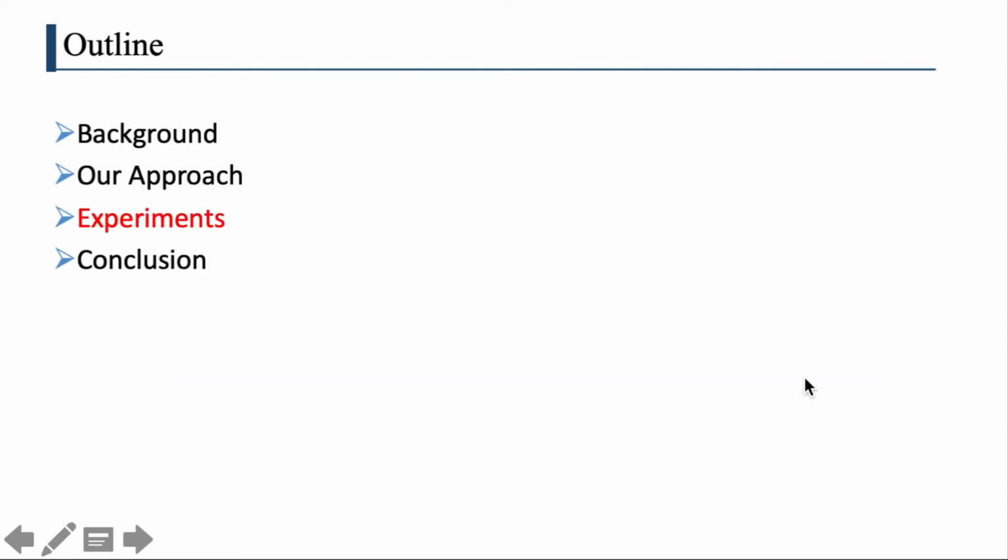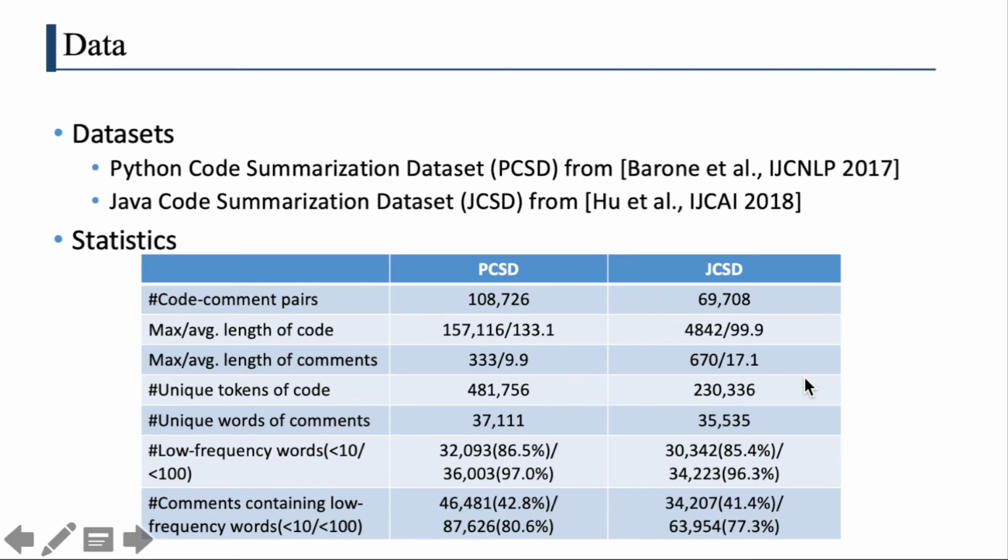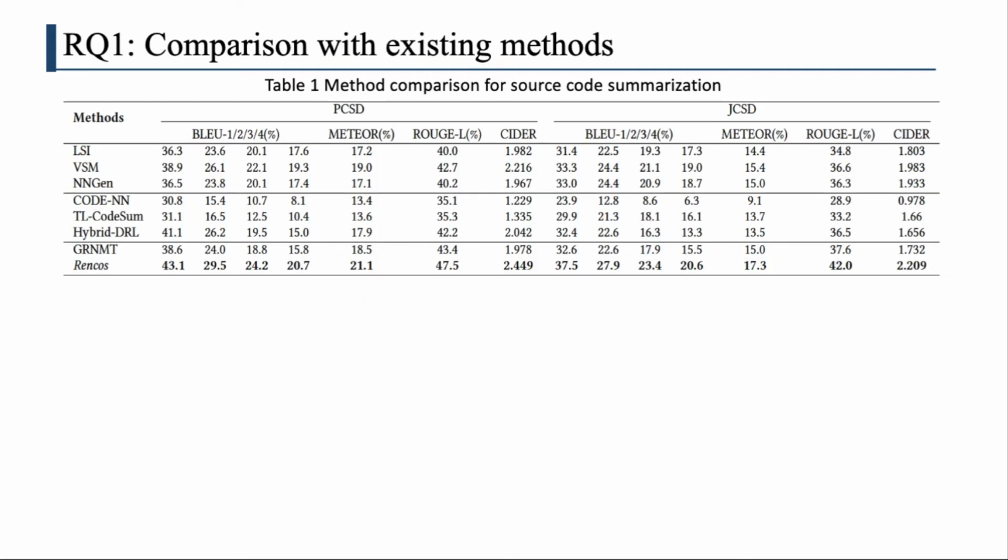About the evaluation. This is the experiment data in Python and Java. The bottom table is the statistics about the two datasets. It's obvious that there are many low-frequency words in both of them. I present two key research questions in this part. The first is about the performance of our approach.